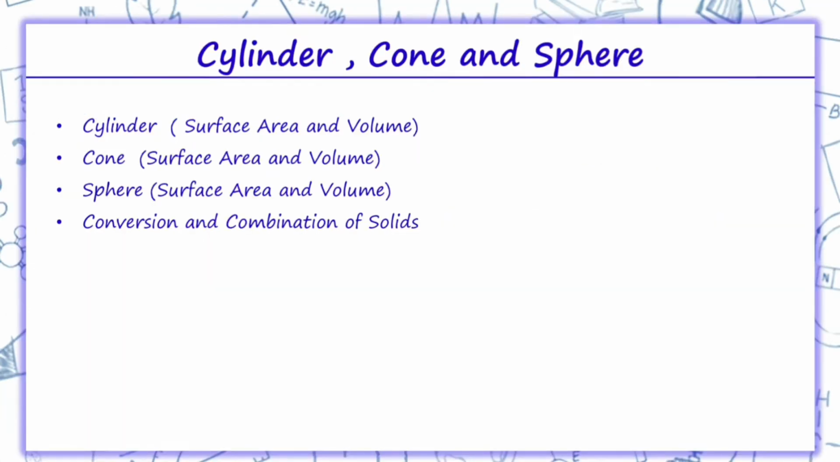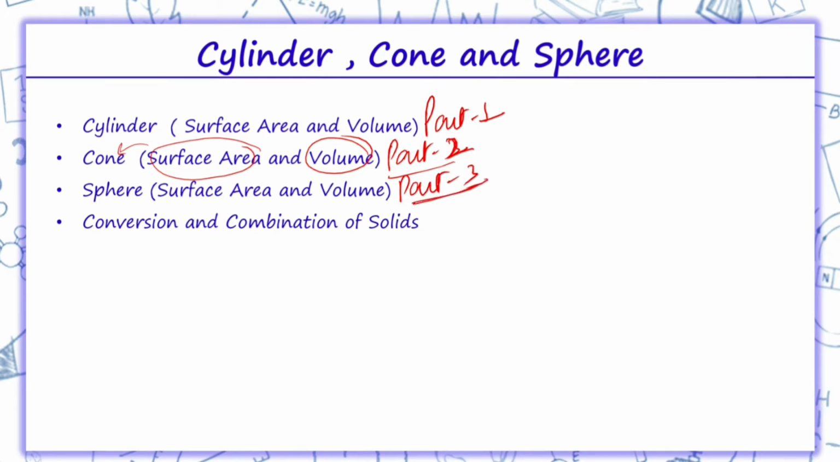In part 1 we studied surface area, volume of cylinder and the questions related to it. In part 2 we studied the questions related to surface area and volume of cone. Now in this part, that is in part 3, we are going to study the questions of sphere related to its surface area and volume.